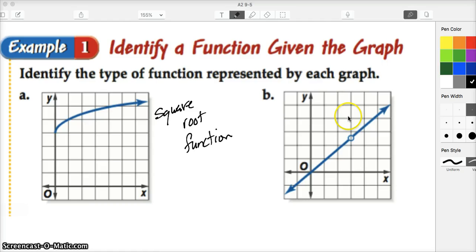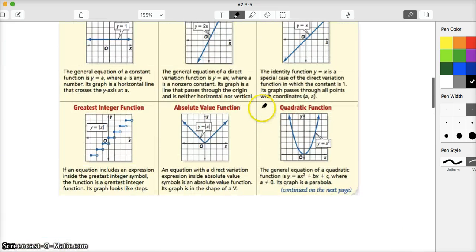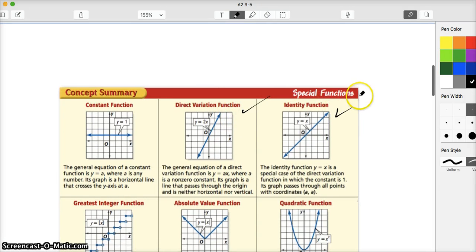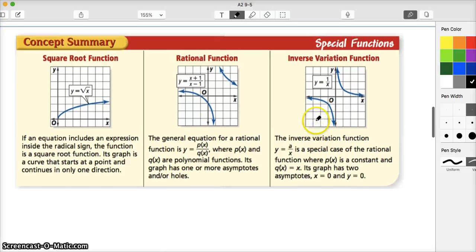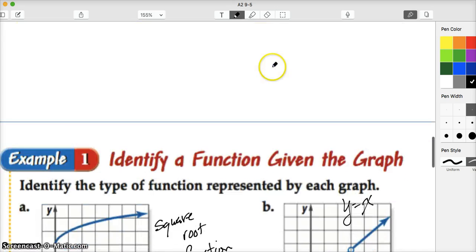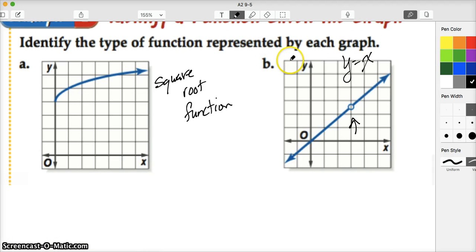And over here, this looks a lot like a linear equation, one that's passing through. It looks like a y equals x kind of situation. But this hole is peculiar. We don't get a hole like that when we're dealing with a direct variation or an identity function. We get holes like that when we have a rational function. So this is actually a rational function. Let's think about when we get a hole.